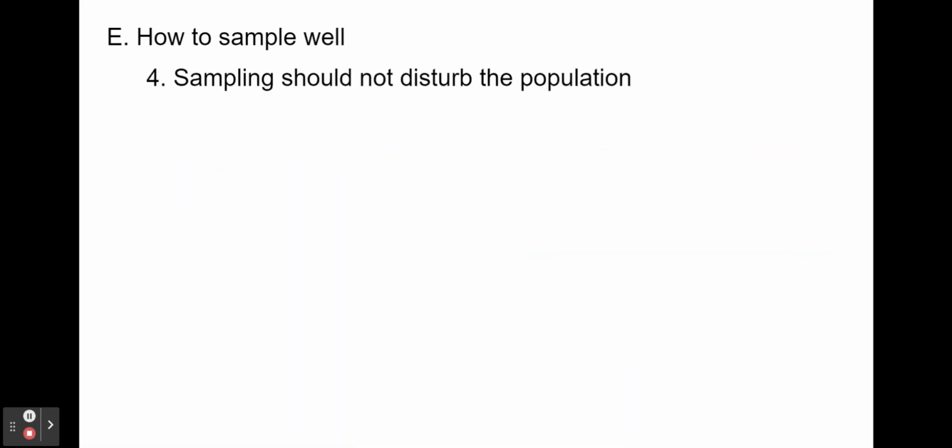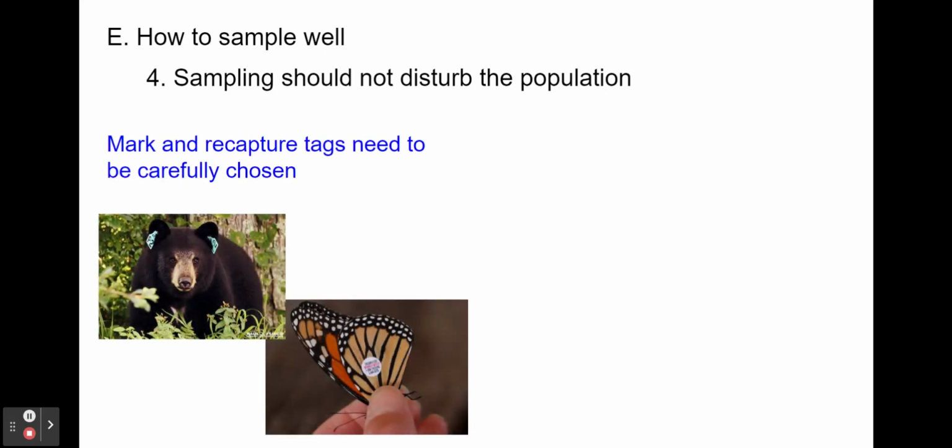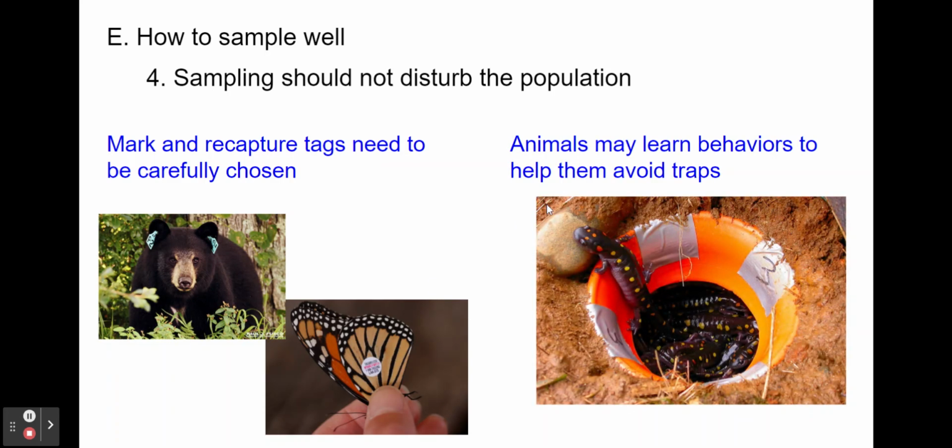And finally, sampling should not disturb the population. In mark and recapture, we need to choose our tags really carefully so that they don't disturb the actual animal. Like, what if this tag changed the behavior of the butterflies and so it made it more likely to be caught later? That's going to change our sample. We also just need to be aware that animals may learn behaviors to help them avoid traps. So choose your traps very carefully, choose your placement of traps very carefully so that it doesn't influence our results.